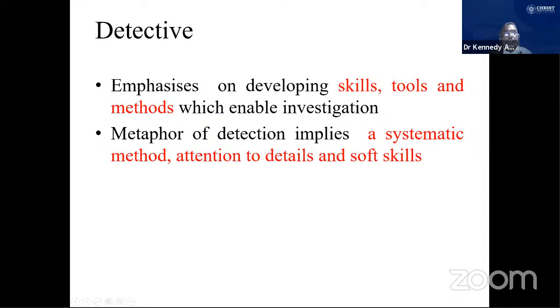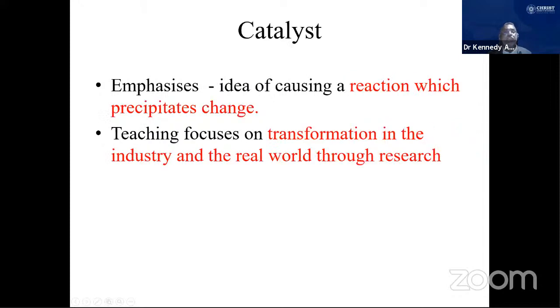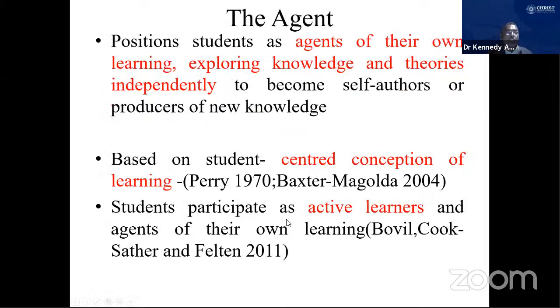Now, what does a catalyst do? A catalyst emphasizes the idea of causing a reaction which precipitates change, and teaching focuses on transformation in the industry and the real world through research. All right. And of course, the agent, what does the agent do?